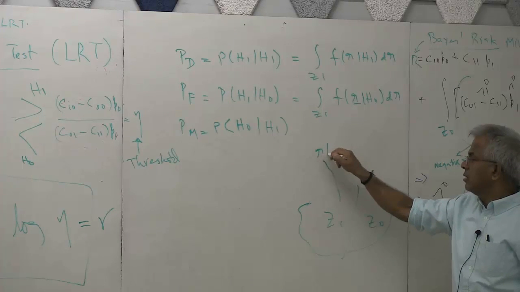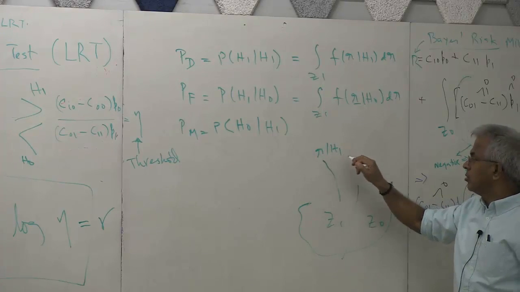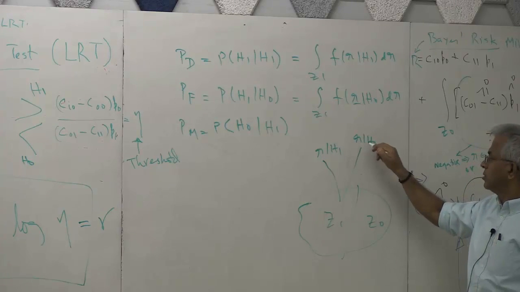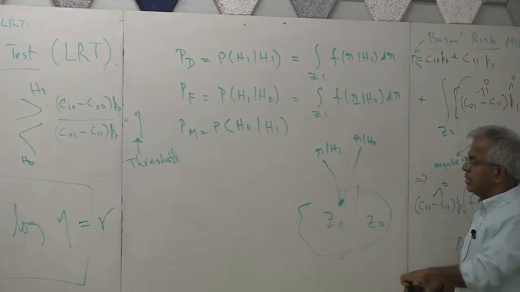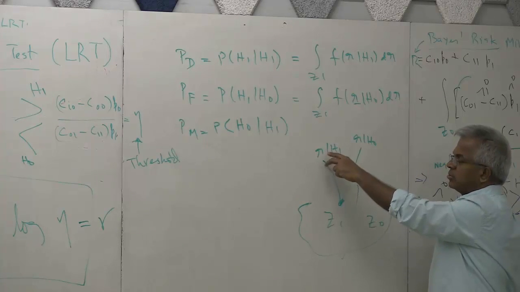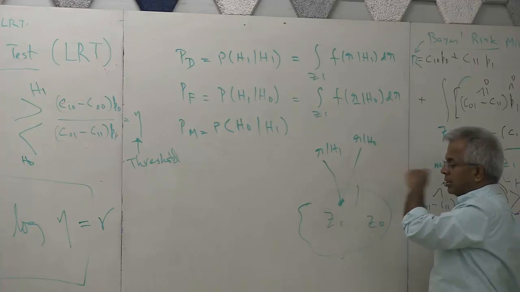See, given R, it could be H1 or it could be H0. Either one could be true, right? R could be H0, so the data could fall here. If it falls here, you are going to decide it as Z1. But it depends on the source. If the source is under H1, then this is fine.